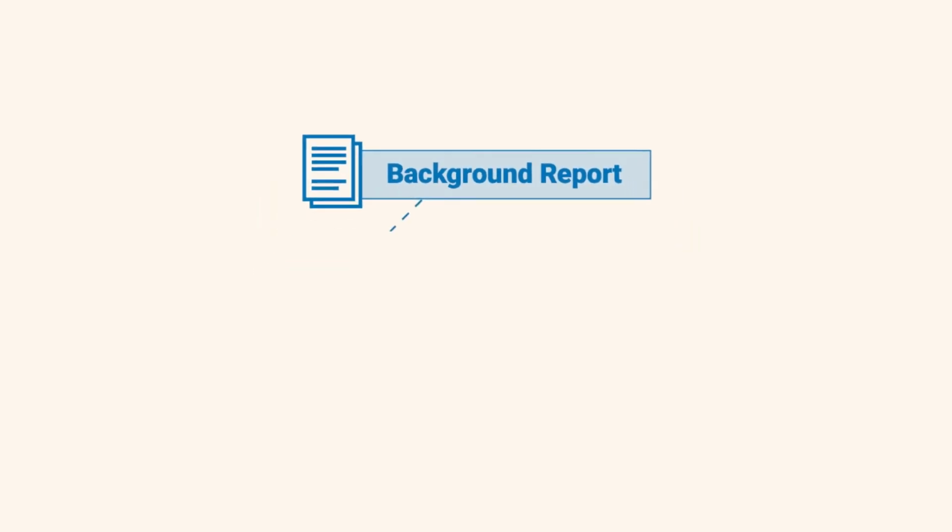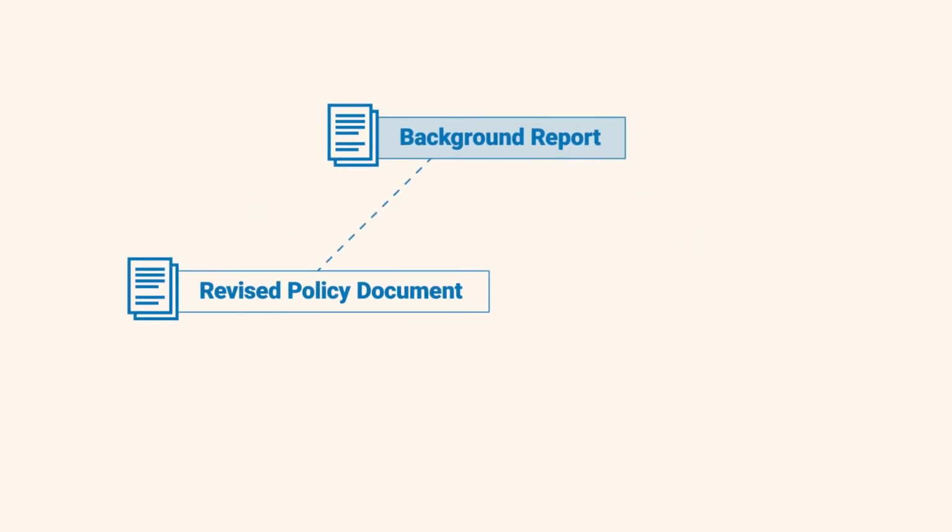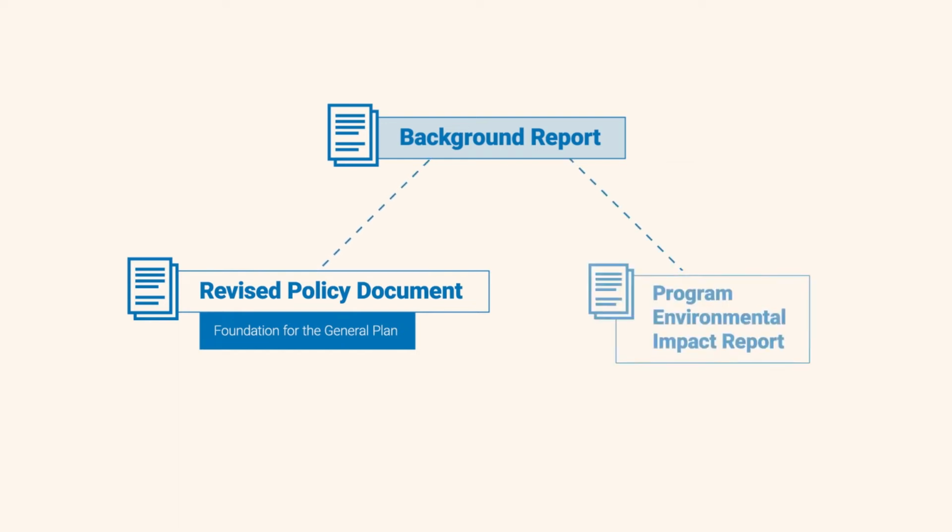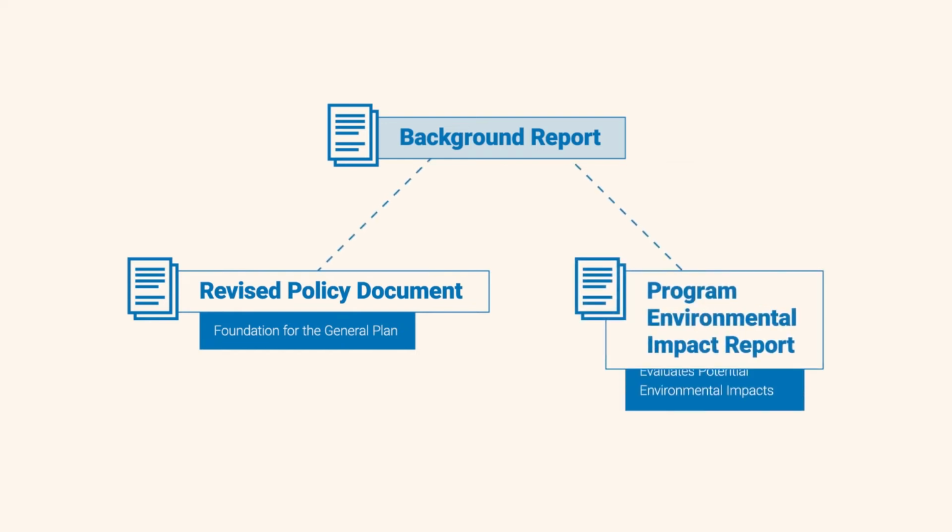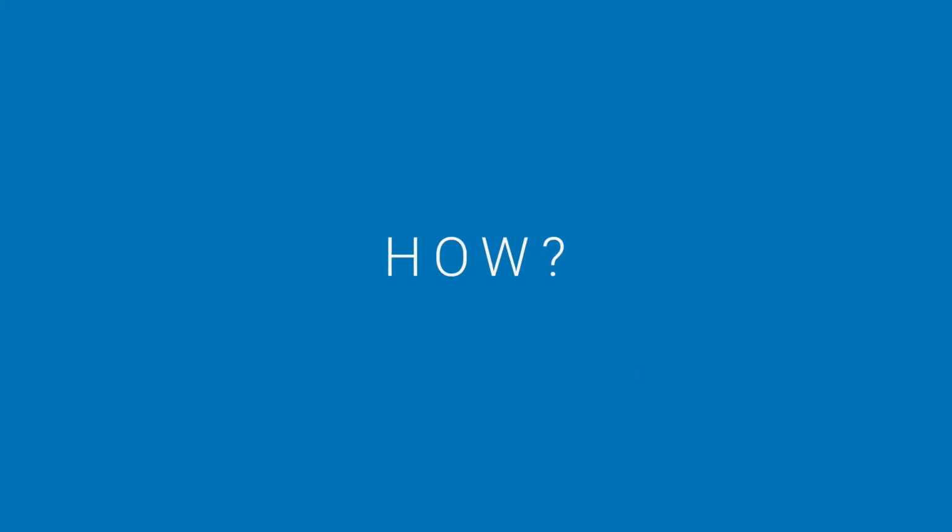That information is then used for 2 things. The first is drafting a revised policy document, which is the foundation for which the general plan and zoning ordinance are built, to include land use diagrams, policies, goals, and a strategy for implementation. And second is developing a program environmental impact report, which evaluates how the general plan and zoning ordinance will potentially impact the county's environment. So, how exactly does the county update those documents?